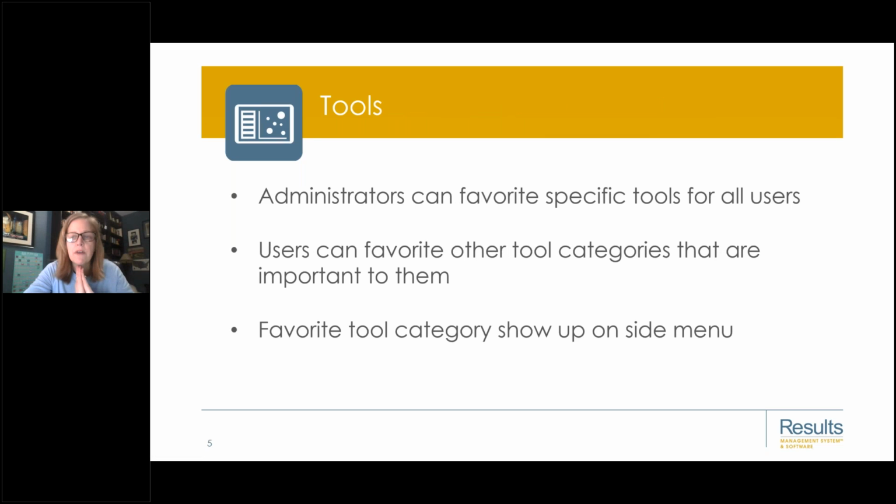Okay. A couple other things is that once you set up your tools, you can bookmark them. So you can basically favorite a specific tool folder. So on the sidebar, it shows for easy access for all your users. So your users can also favorite other tool categories that are unique to them. So as an administrator, I can say everyone needs to be able to easily find my process improvement tool category.